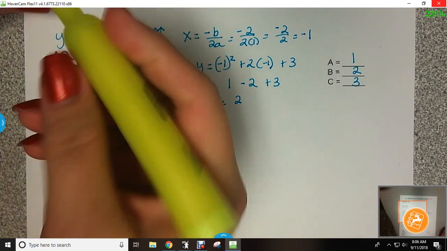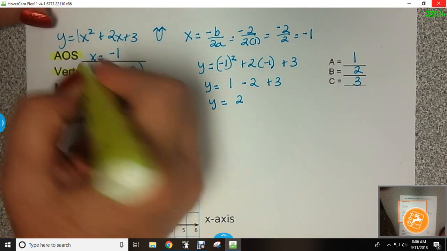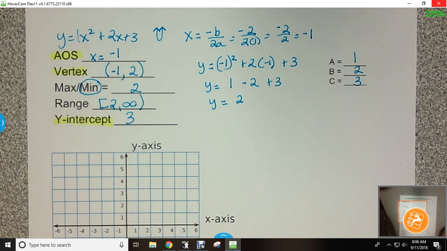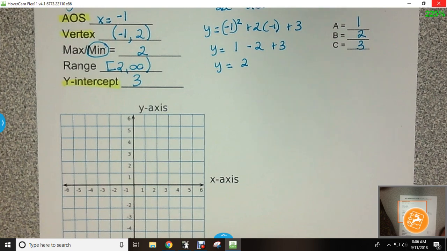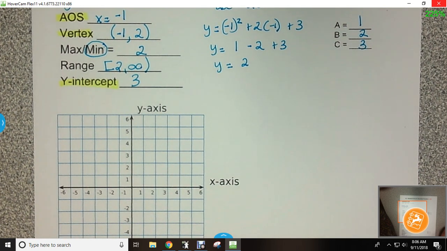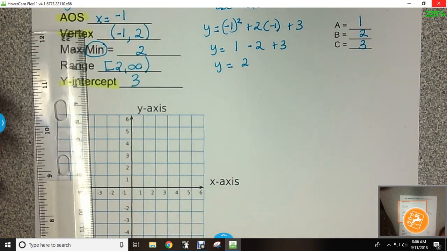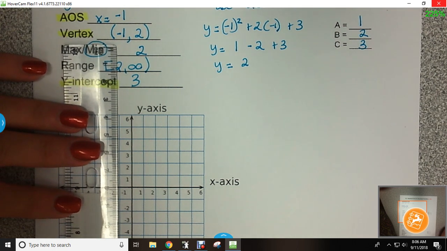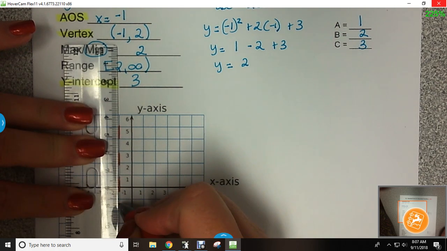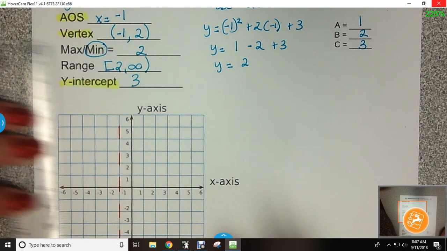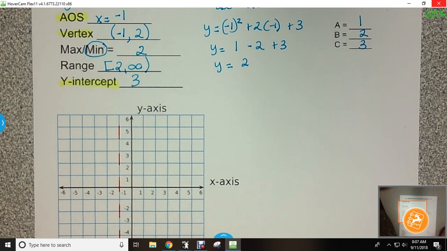So now, remember, the 3 things that we're going to use to graph are these. So the first thing I'm going to do is go ahead and graph my axis of symmetry. So it is x equals -1. Okay, there's my axis of symmetry, and I draw it as a dotted line because it's not actually part of the graph, but it's a line that we talk about with the graph.